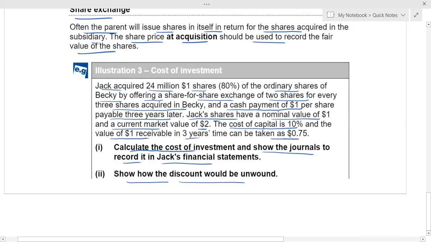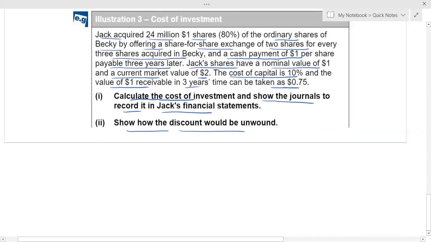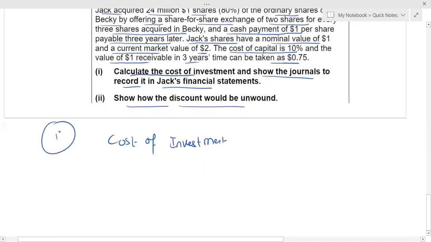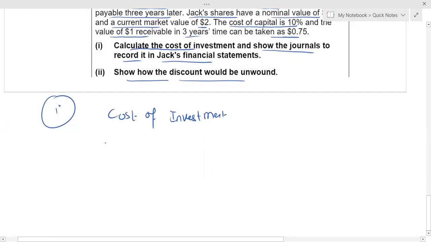Okay, calculate the cost of investment. Number one, we have to calculate the present value of the deferred consideration. Let's calculate the cost of investment. So number one is the deferred consideration. Logically, we have to calculate the present value of the deferred consideration.